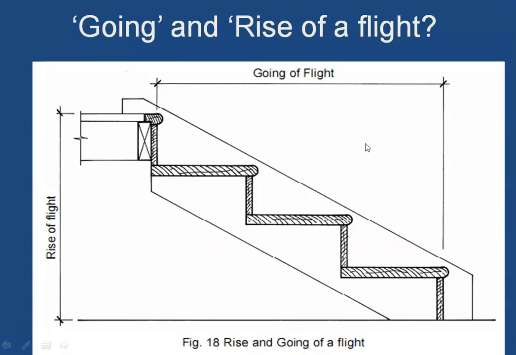Now the next term is going and rise. There is a going and rise of a flight. As you can see, this is a flight of steps. As I told you, a flight of steps is nothing but a series of treads and risers, or a series of steps, called a flight. The distance from the topmost face of the riser to the bottommost face of the riser is called the going of the flight. Similarly, the height from the lowest level, from which you start climbing the steps, to the top landing where you reach, is called the rise of the flight.